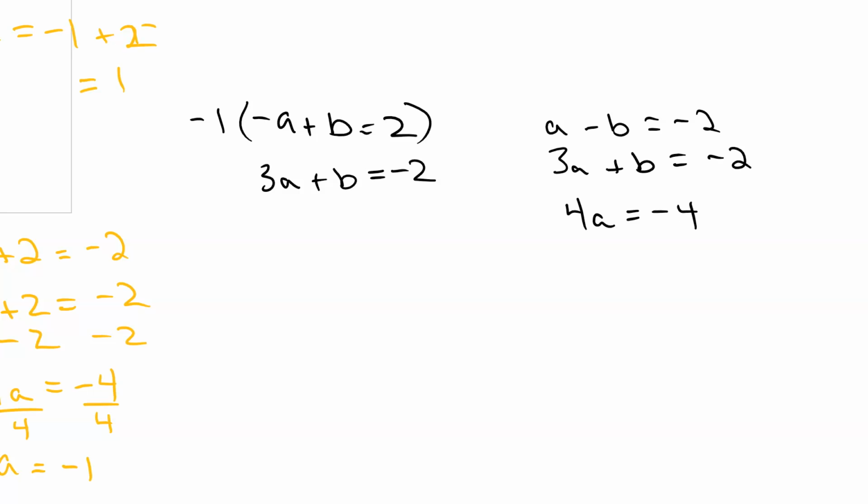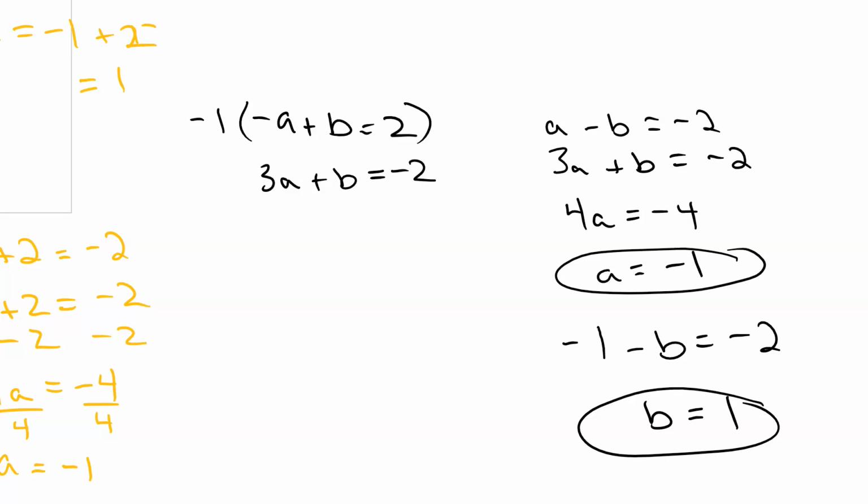Whoa. A equals -1. And then you would plug back into one of the equations. So I'd have -1 minus b, -2, b equals 1. So it gets us to the same place, just a different process. So this was elimination. The way I did it the first time was substitution. Either way works, so pick whichever one you fancy.